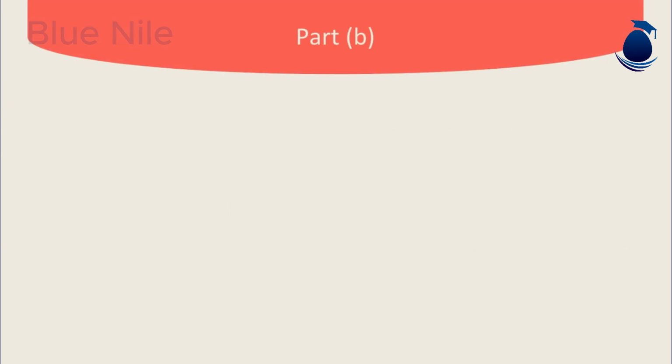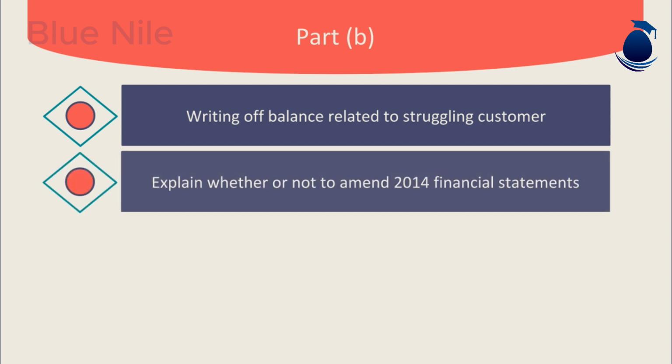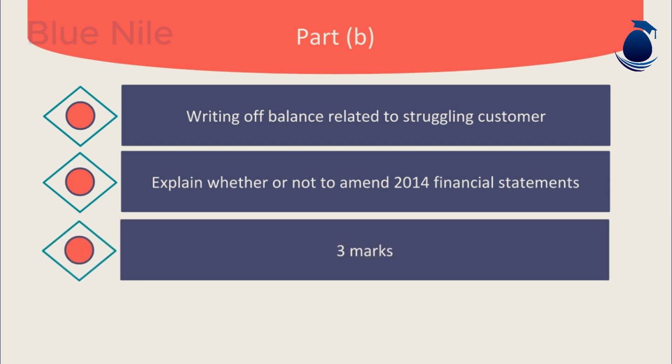Part B focuses on the scenario about Bullfinch's audit, which is nearly complete. It has come to light that a key customer is struggling to pay their debts, and the finance director wishes to write the balance off in the following year's financial statement. Part 1 wants you to explain whether or not the 2014 financial statements require amendment. As the marks are split equally between each part, this requirement is for 3 marks.